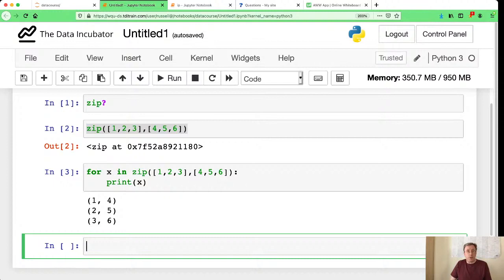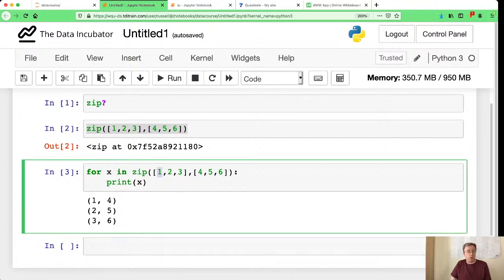Right, what does zip do? Well, as it says, we get tuples. I get the first element from the first list paired with the first element of the second list. Then I get the second element of the first list paired with the second element of the second list. And then the third element paired with the third element of the second list.